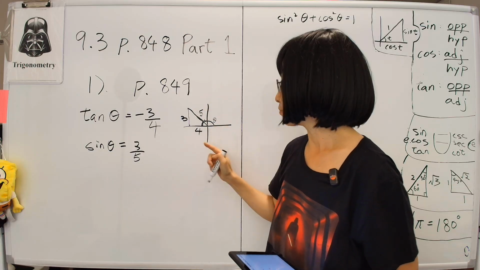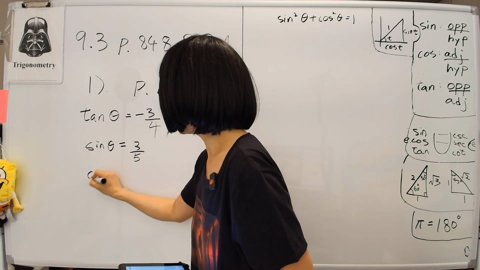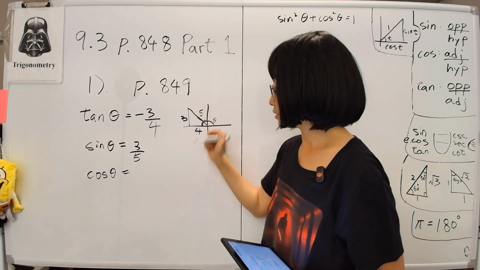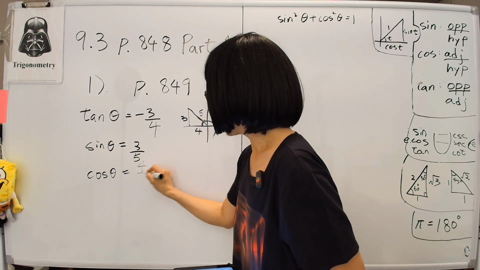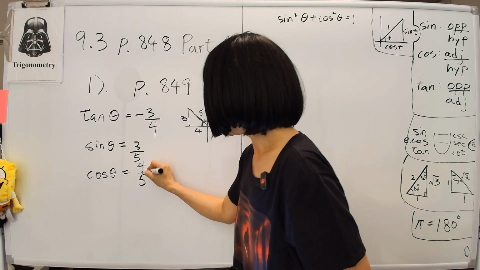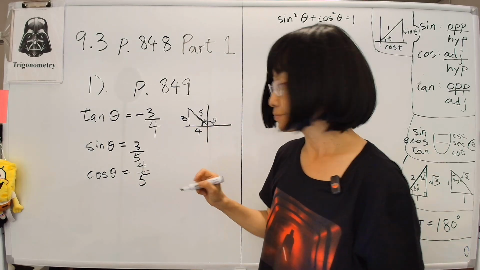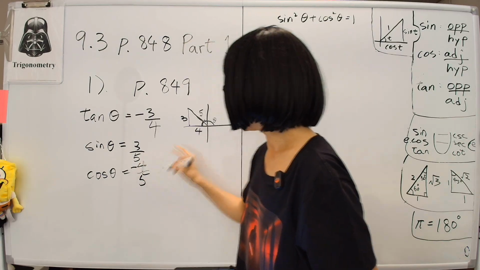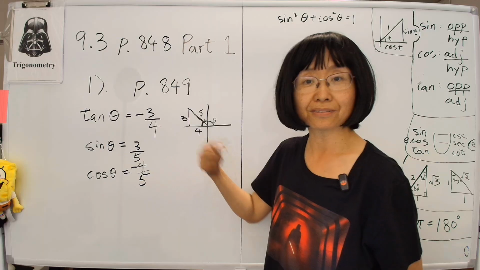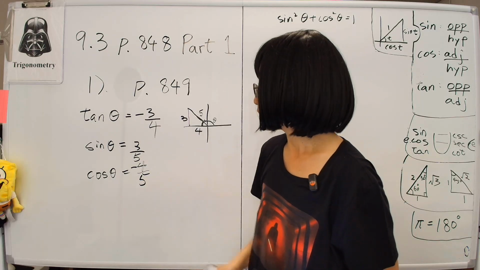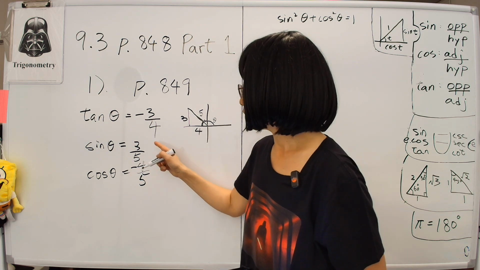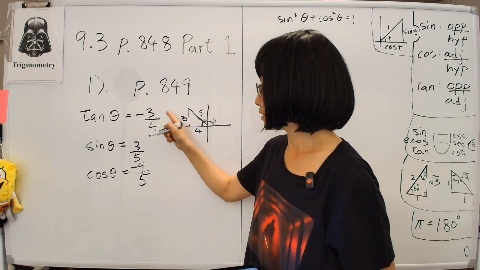on the positive y value. And next, cosine theta is equal to adjacent over hypotenuse, so it's 4 over 5. However, you notice that because the adjacent side is on the negative x-axis, it is minus. Anything on the negative axis has to be minus. The hypotenuse doesn't have a sign, it's always positive, or you just ignore it. You don't have to worry about the sign for that. So this is sine theta, cosine theta, and tangent theta.